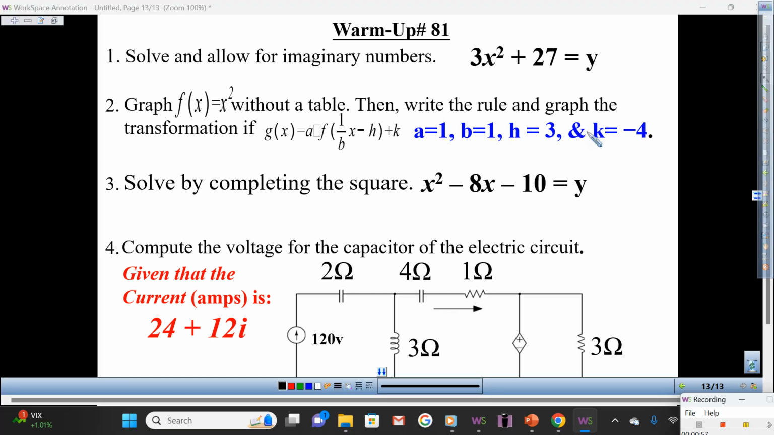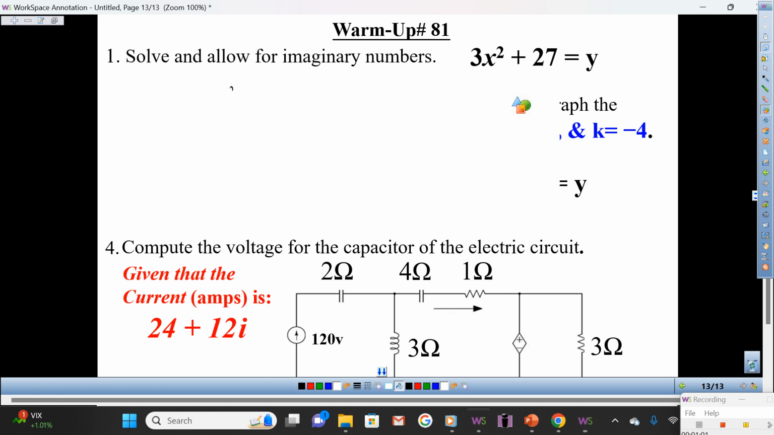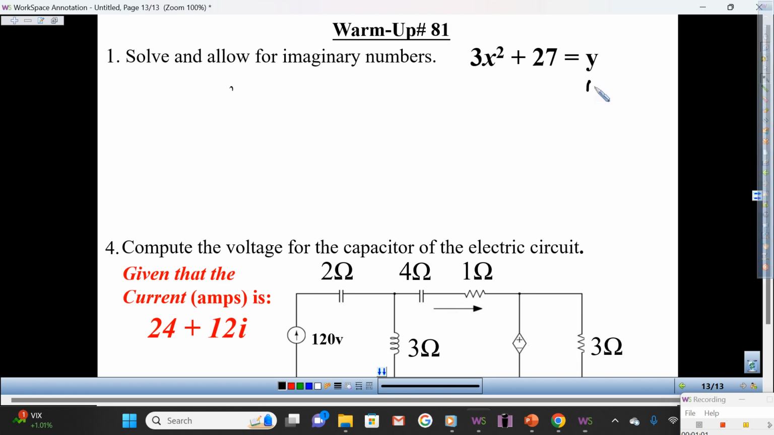Jacob A. What did you do for number 1? Oh, it's right there. Then get me started. Let's go. Change it to 0. 3x squared plus 27. Next, what do we do? We need to solve for x. Close. That's almost the last step. Subtract 27. Subtract 27. That is correct. 3x squared.